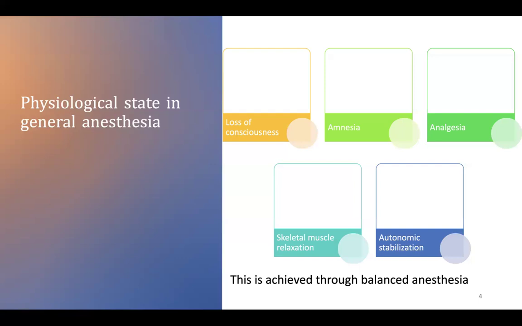Now, to achieve these physiological states, we cannot use one medication. Even if it was possible, you would need extremely high doses in order to do that, and that would predispose the patient to serious adverse effects. If you are not careful, the patient dies. So what we do is balanced anesthesia, where we give different drugs at different doses, normally lower doses, that ensure we can achieve these physiological states without too much adverse effect or side effects.